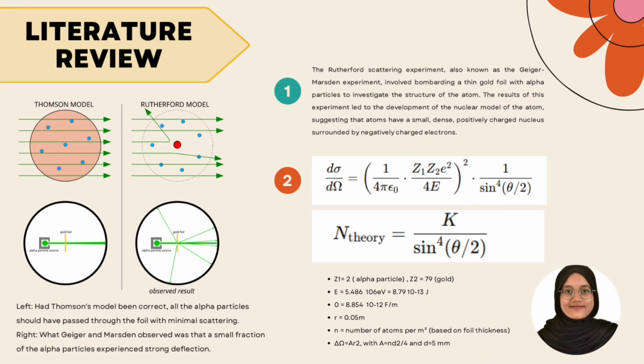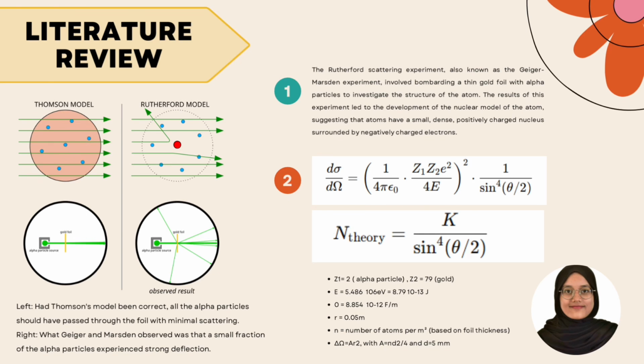The Rutherford scattering experiment, also known as the Geiger-Marsden experiment, involved bombarding a thin gold foil with alpha particles to investigate the structure of the atom. The results of this experiment led to the development of the nuclear model of the atom, suggesting that atoms have a small, dense, positively charged nucleus surrounded by negatively charged electrons.